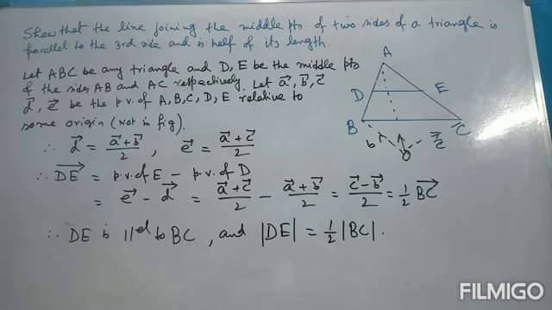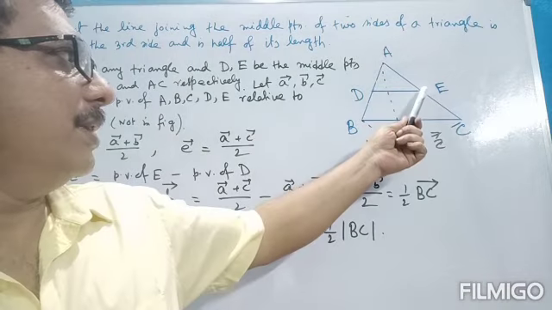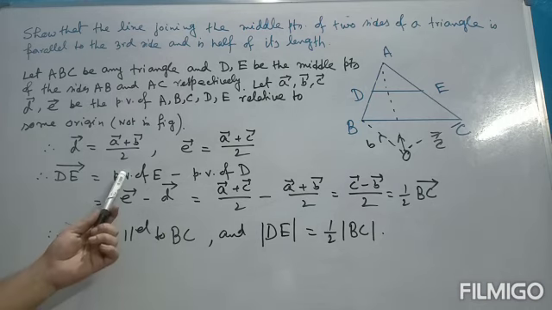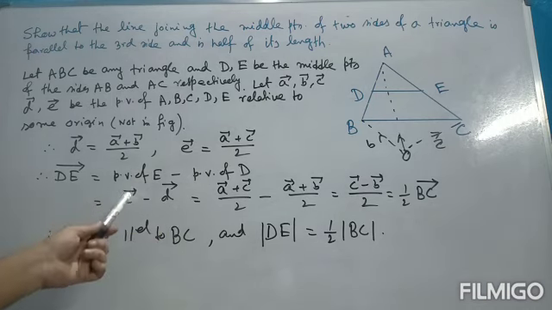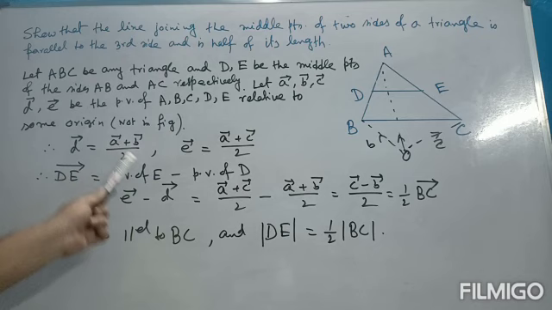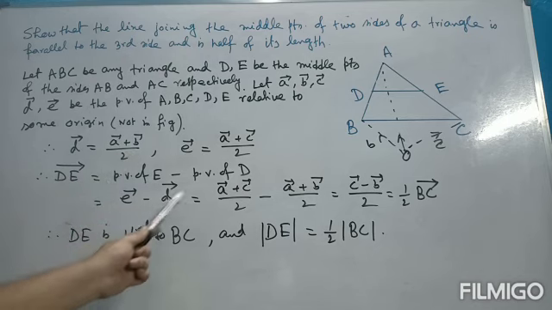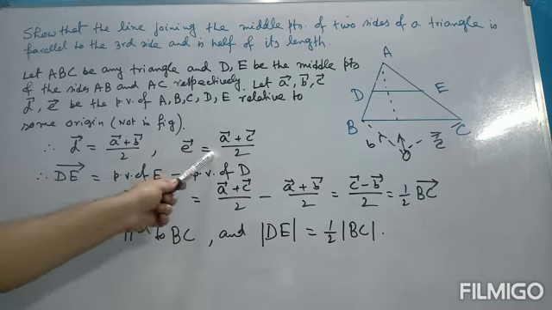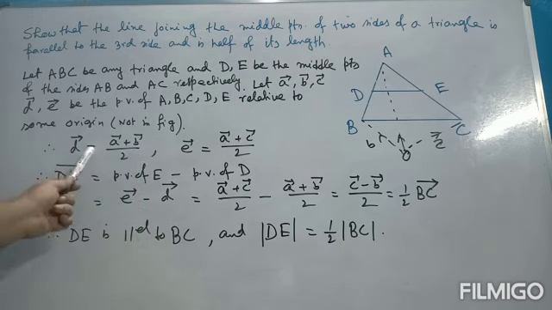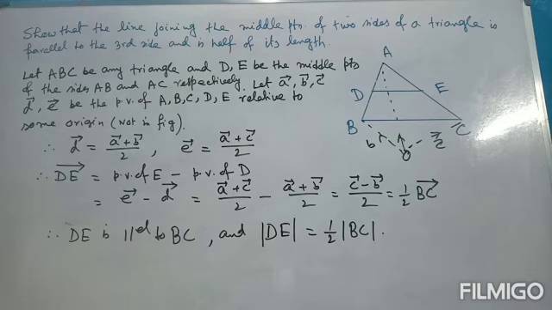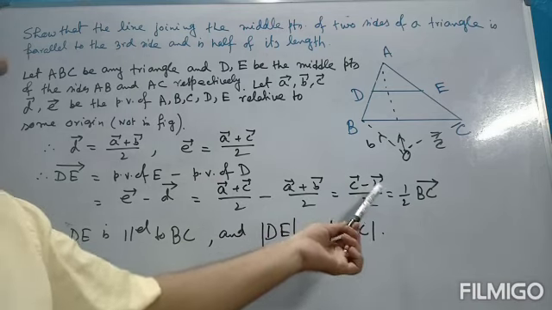Now if we find the vector DE, we can write the position vector of E minus the position vector of D with respect to the same origin. Position vector of E is small e, and E minus D is the vector DE. So we write a plus c by 2 instead of e, and instead of d we write a plus b by 2. After very easy simplification, a cancels out, and we get c minus b by 2.